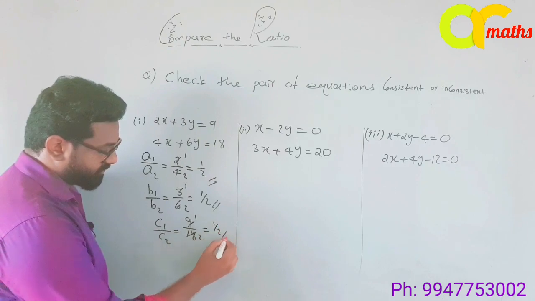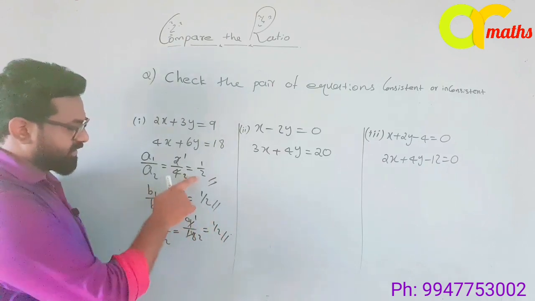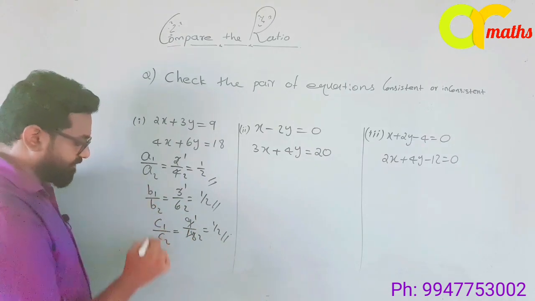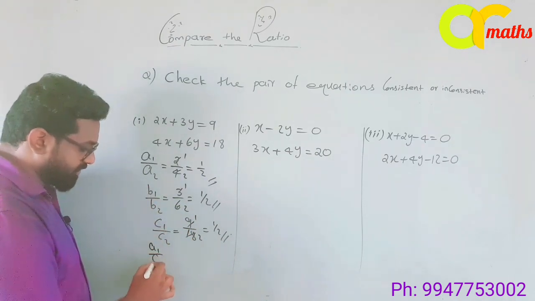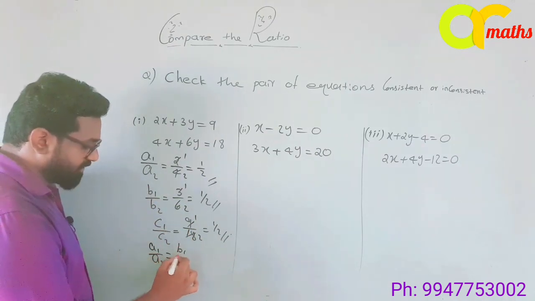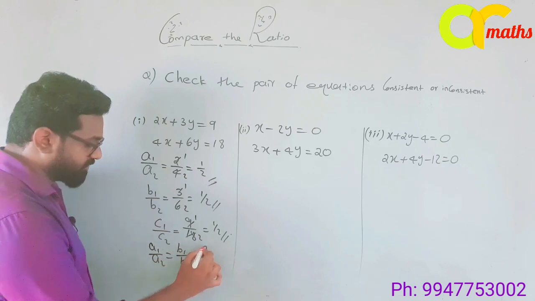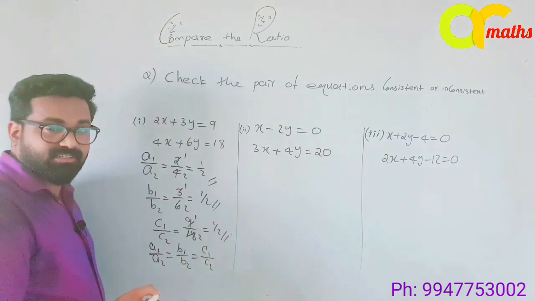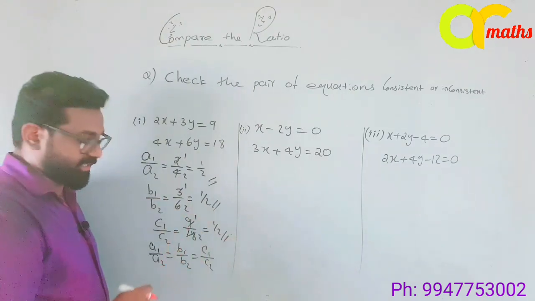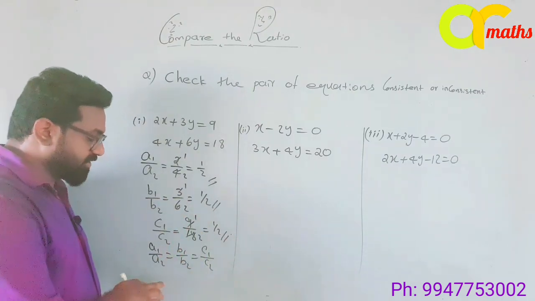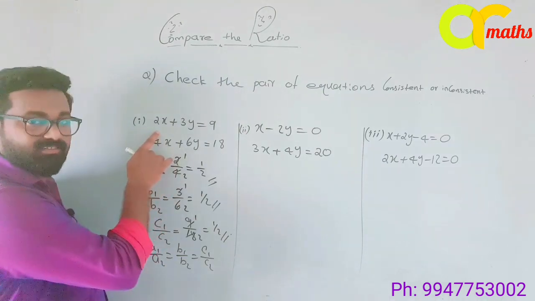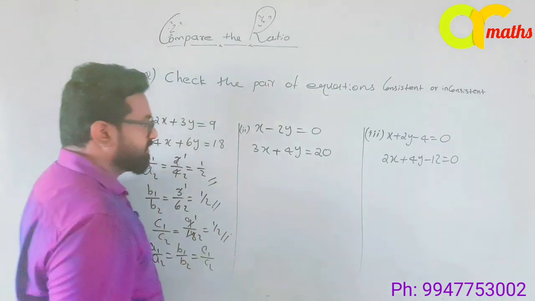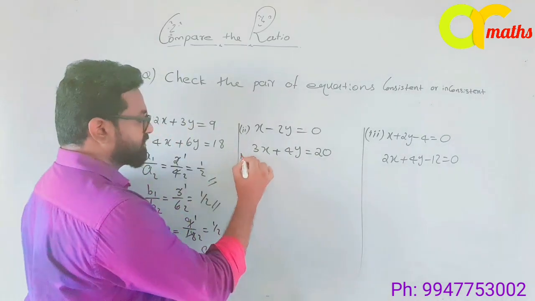In these three cases all the answers are equal. That means a1 divided by a2 equals b1 divided by b2 equals c1 divided by c2. So how many solutions? Infinitely many solutions. So the value of x exists, so it is consistent. So the answer is consistent. Next, second question.